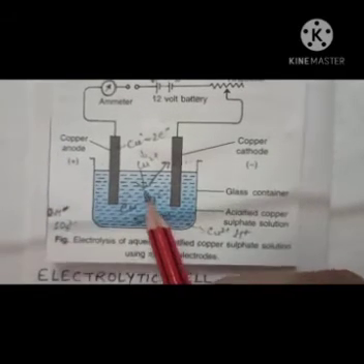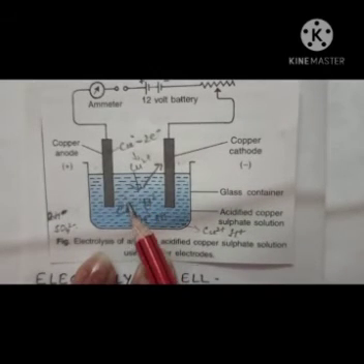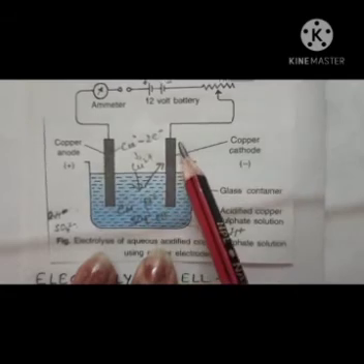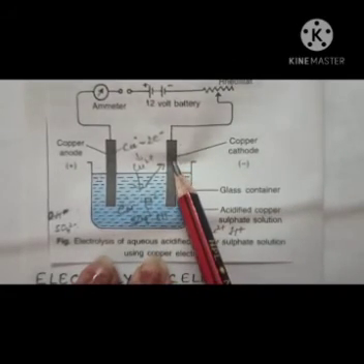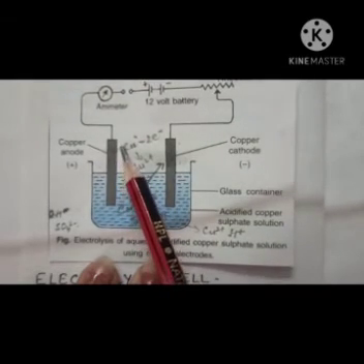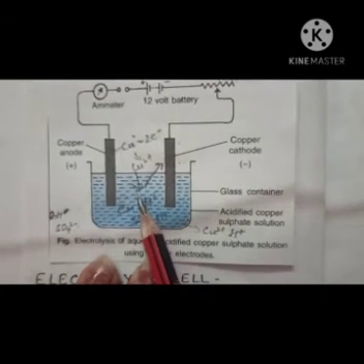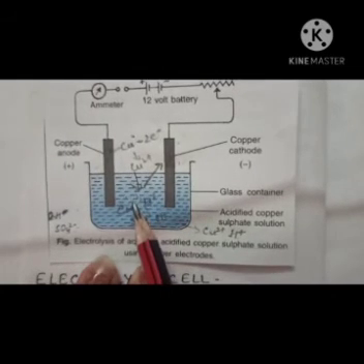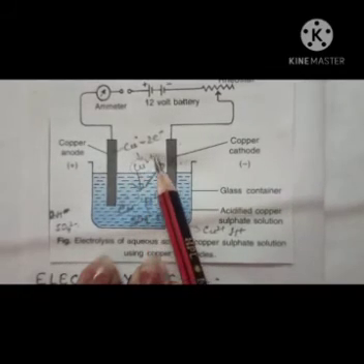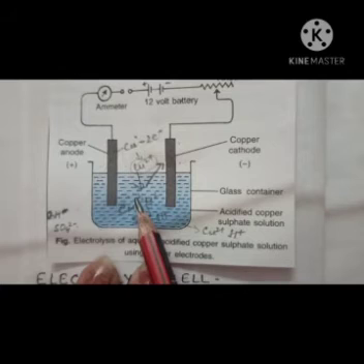Why will it remain blue? Because what's happened? Because for every copper ion which is discharged at cathode as neutral copper atom, a copper ion is added to the solution from the anode. Hence the total number of copper ions remains the same. Therefore the blue color of copper sulfate, which is due to presence of these copper ions, does not fade and it will remain blue, right?